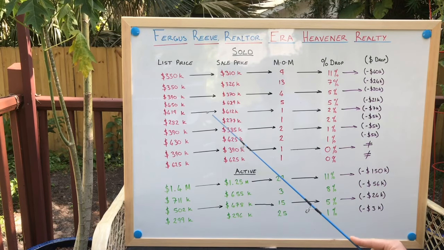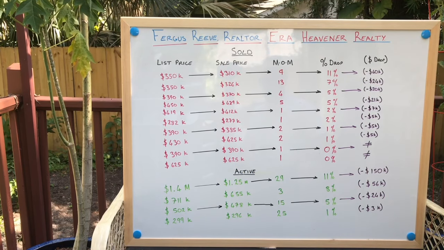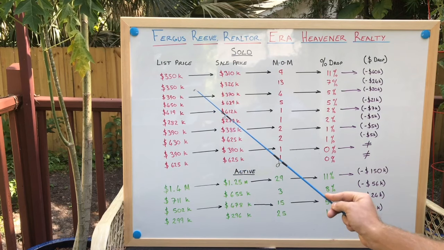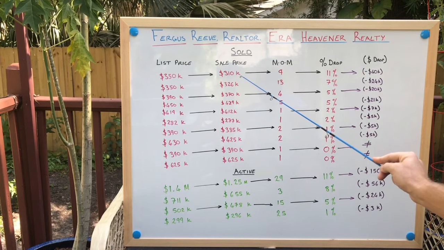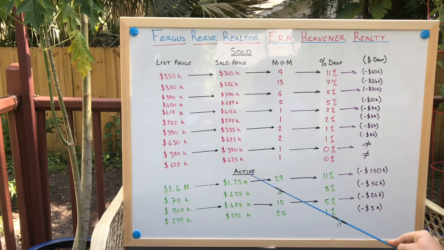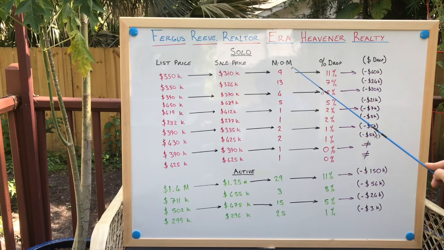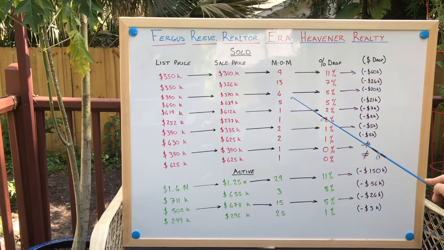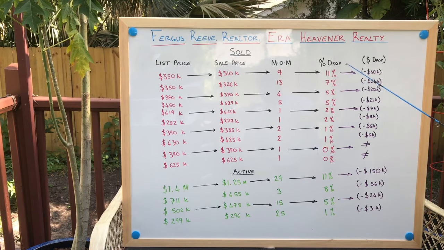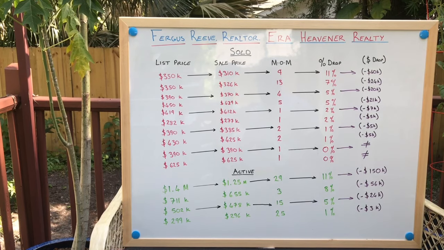So what I've done is I've listed the 10 sold properties followed by the 4 currently active properties. On the left hand side we have the price it was listed at. Then we have the price it was sold at, or in the case of the active properties, what it is currently listed at today. Then we show MOM, which is months on market, so the number of months it took to sell the house. Then we have percentage drop, which is the percentage difference between list price and sale price.